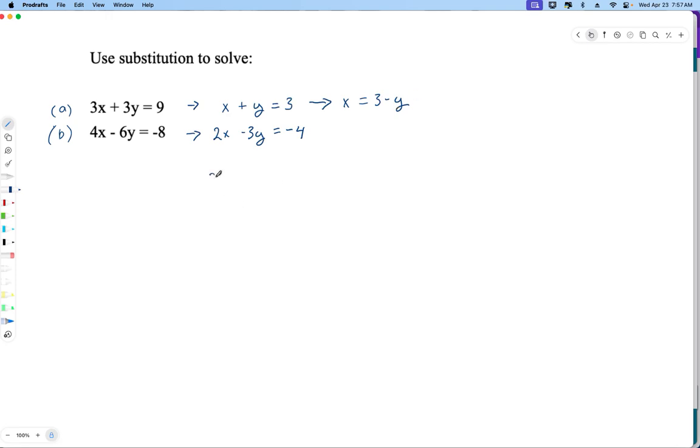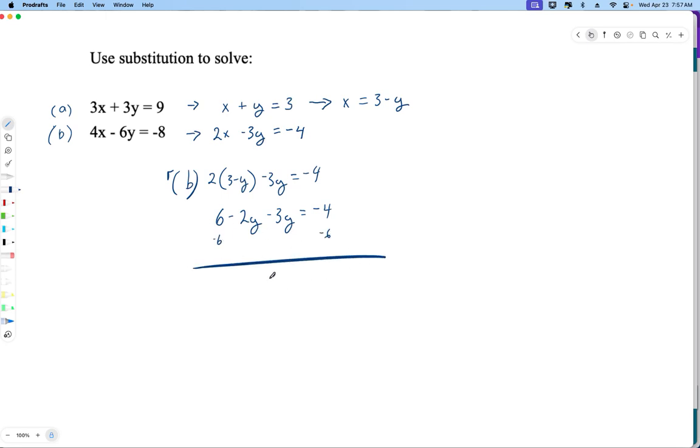So now 2, and the value of x is 3 minus y, minus 3y is equal to negative 4. That is equation B in its reduced form. So 6 minus 2y minus 3y equals negative 4. If I subtract 6 from both sides, combine these two, I get negative 5y is equal to negative 10. Divide both sides by negative 5, y is equal to a positive 2.